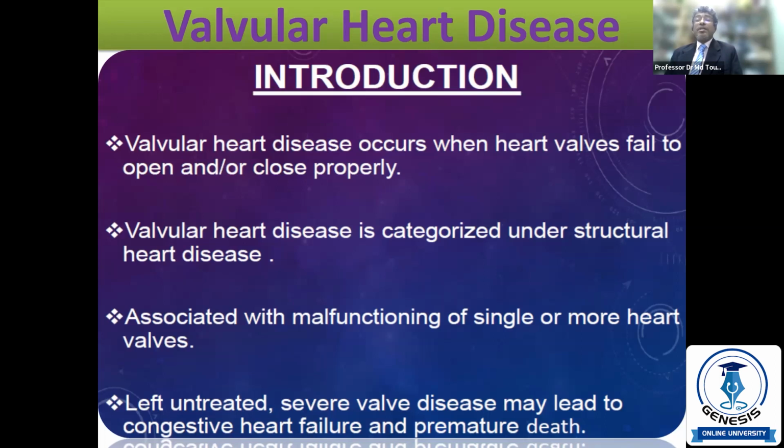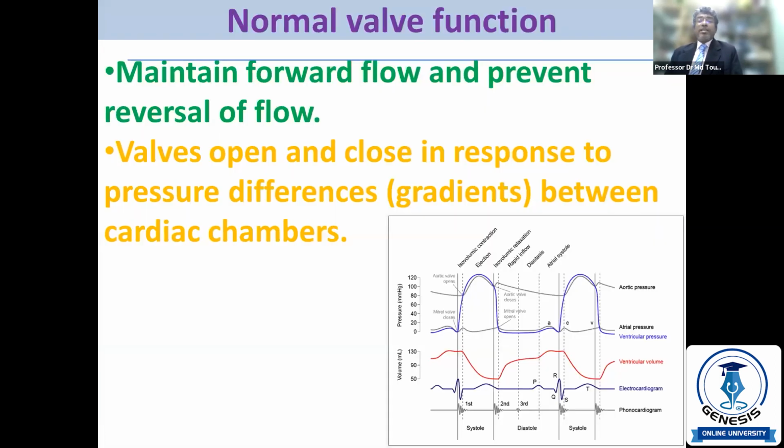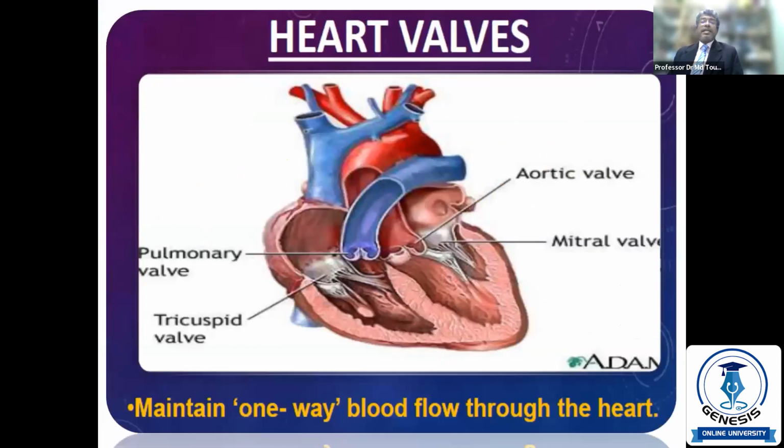Even a patient may die if not treated properly. So this is the actual flow chart. Here we see that there are 4 valves. This is the aortic valve. This is the pulmonary valve. This is the tricuspid valve. And this is the mitral valve, in between the left atrium and the left ventricle.